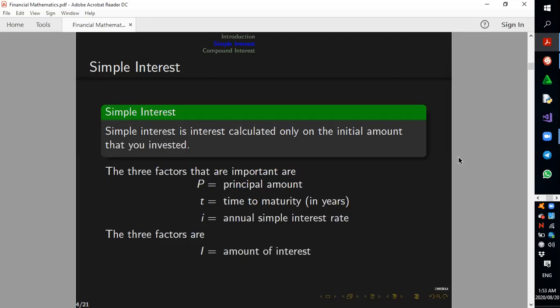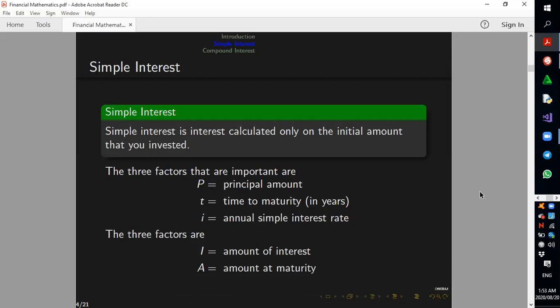One, the amount of interest. Now the amount of interest is calculated using the three principles, also the three factors above, which is the principal, the time, and the rate. And then we will use this amount of interest to calculate the amount at maturity.